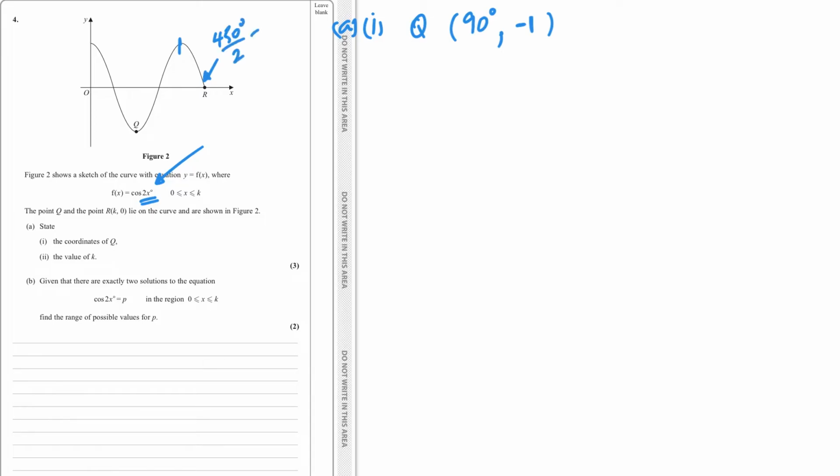But in this case, we're dividing it by 2, so it's happening at 225 degrees. So point R is (225, 0). That means for part 2, my value of k is equal to 225 degrees.